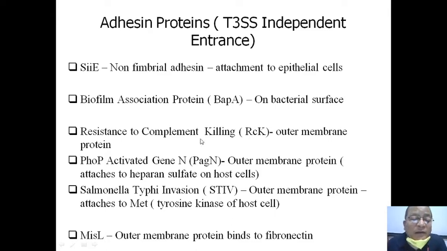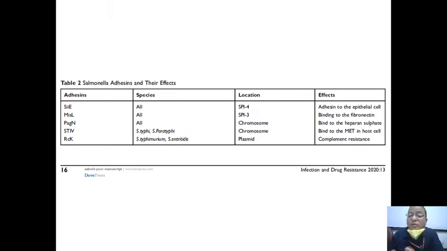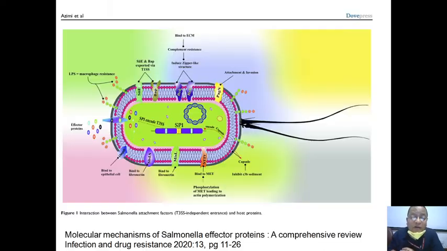It has something called Rck, or resistance to complement killing, which is a part of the outer membrane protein. Similarly, there is PagN, an outer membrane protein that helps the bacteria to attach to the heparan sulfate on the host epithelial cell, or something called Salmonella typhi invasin, a part of the outer membrane protein that helps it to attach to the epithelial cell again, and the other outer membrane protein called MisL, which helps to adhere. So there are a large number of different adhesin proteins encoded in the pathogenicity island, and this helps the organism to invade into the cell after it attaches.